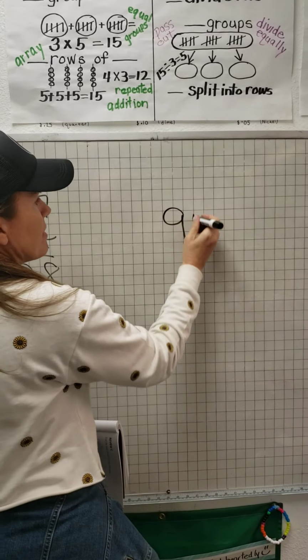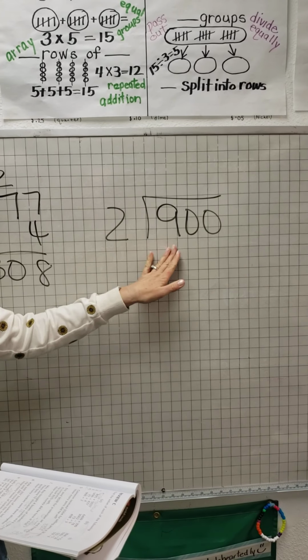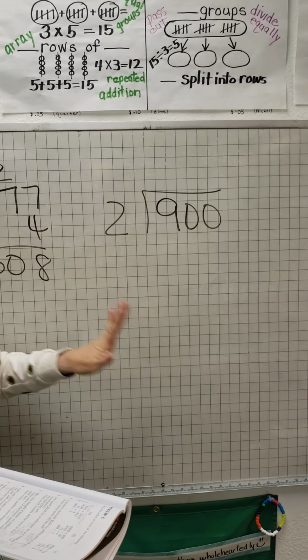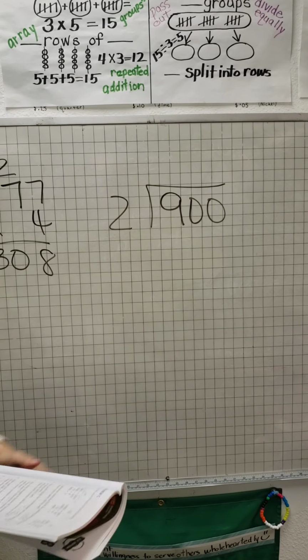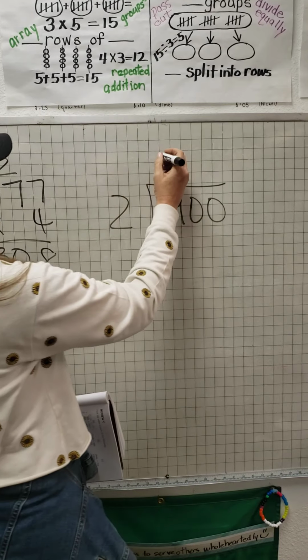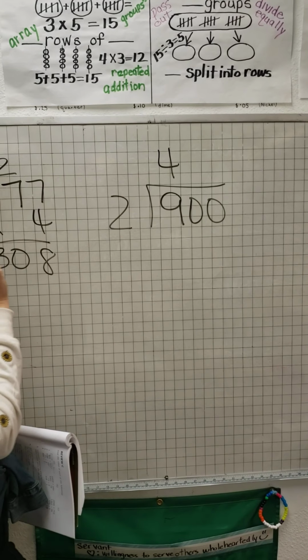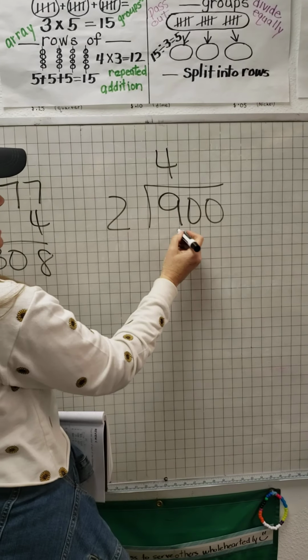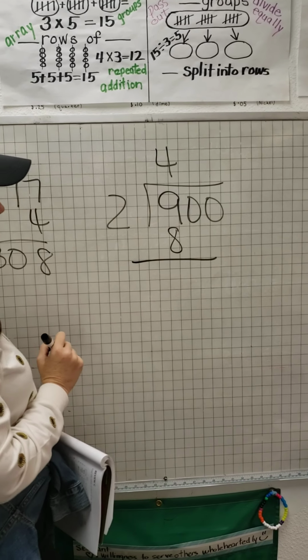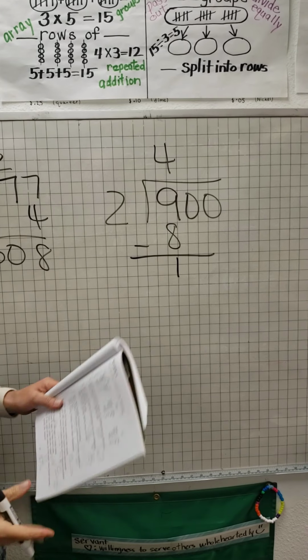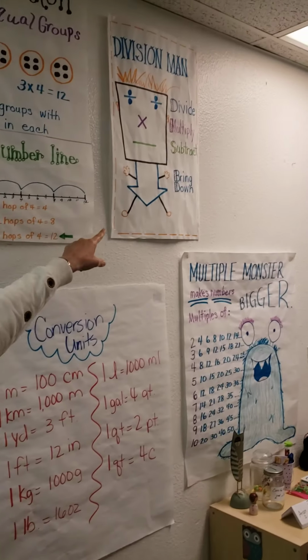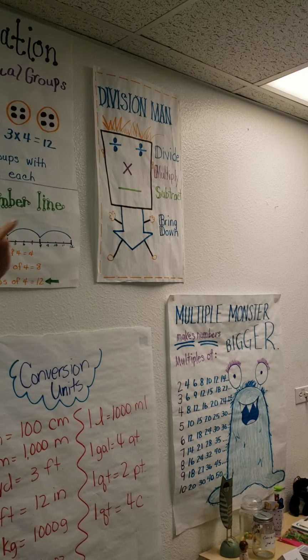And the last one for this section, we'll do a division problem. So we have 900 divided by 2. So we're going to say, all right, 9 divided by 2. Or think of it this way. 2 times what number is close to 9? And that would be 4. Now we can multiply. 4 times 2 is 8. We subtract 9 minus 8. And then our last step, if you see up here, we have division man. Remember, we learned these steps: divide, multiply, subtract.